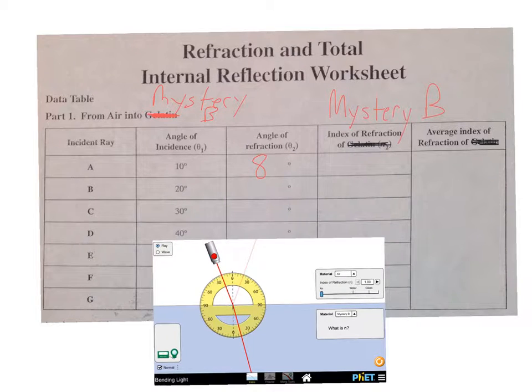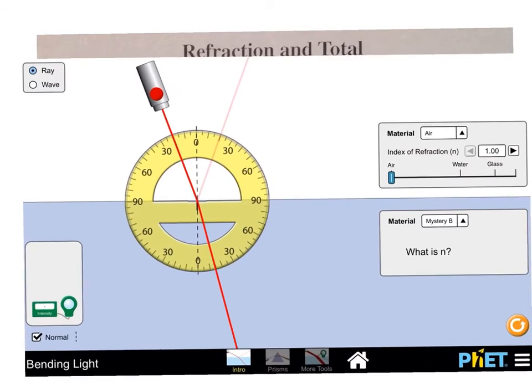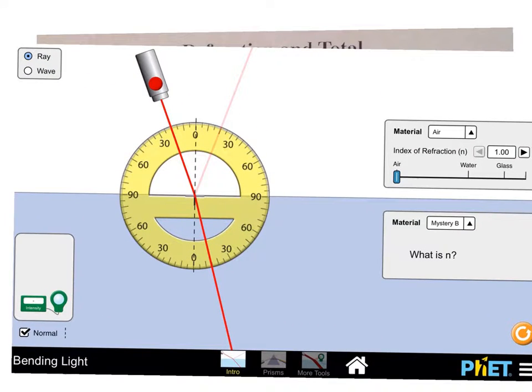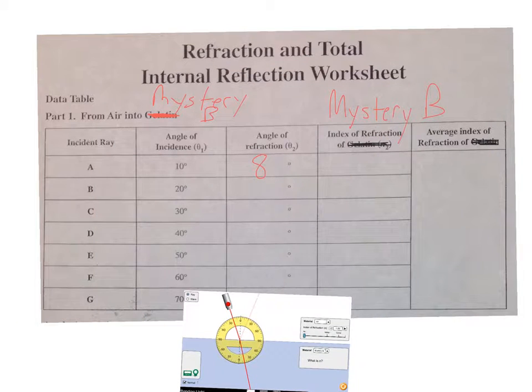Alright, so now we have set up for the new set, which is 20 degrees. If we look at 20 degrees, we'll zoom in now so we can see. I put it at 20 degrees over here. It enters in, comes in here at the incident angle, and then enters the material here. It bends over to something like 14.5. So we'll go put that on our data chart.